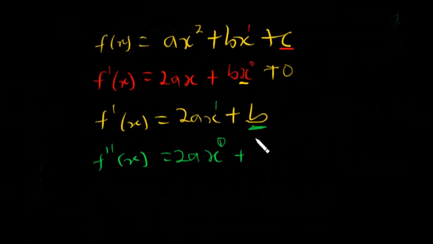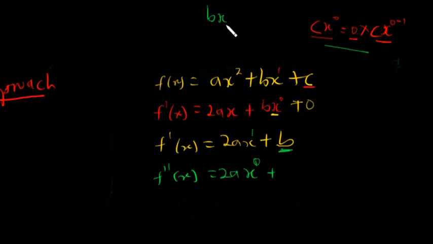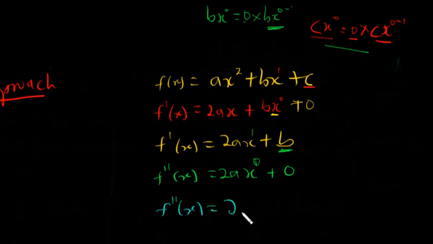If you differentiate b, you will have 0, because b is equivalent to bx raised to the power 0. So if you pull the 0 down, you have 0 times bx, and if you subtract 1 from this, the whole of this times 0 gives 0. So the whole of this is 0. Eventually we will have the second derivative of the function to be 2a. Yes, it is 2a because x raised to the power 0 is 1, and 2a is a constant. It is a constant because we don't have any x variable here.